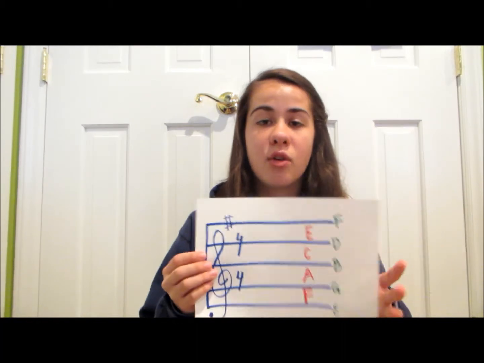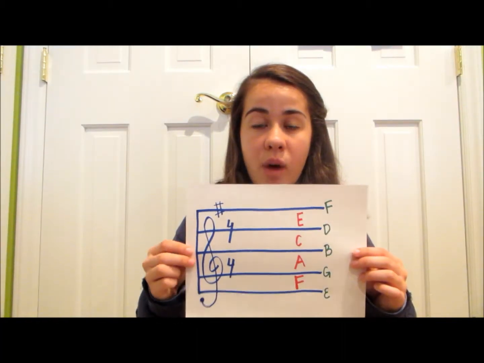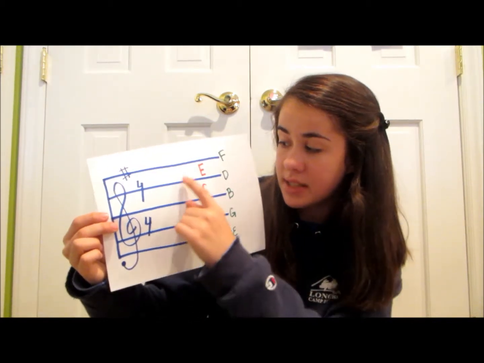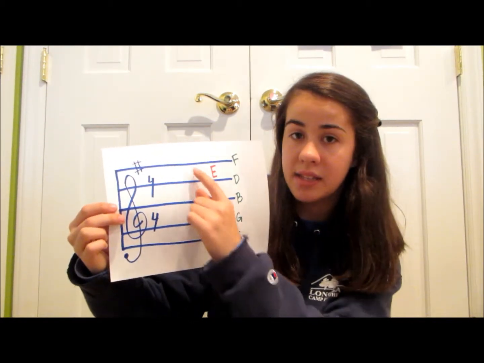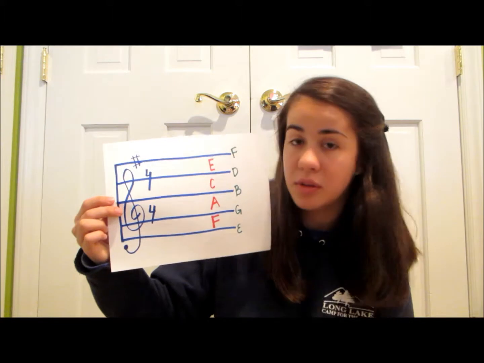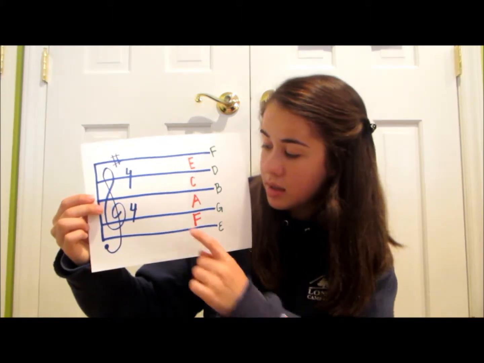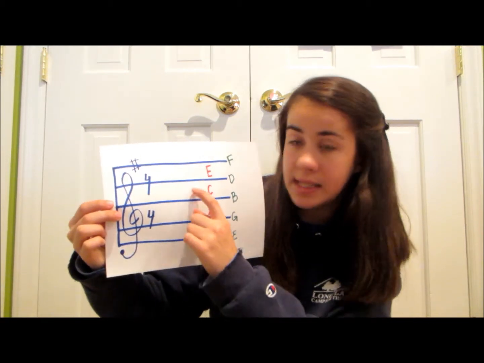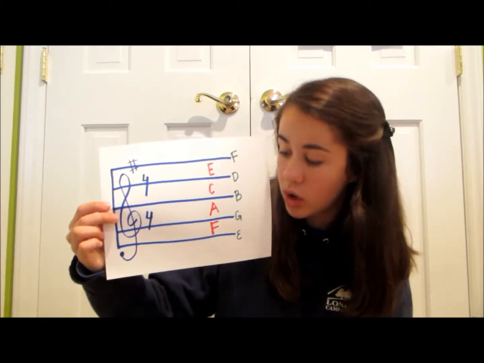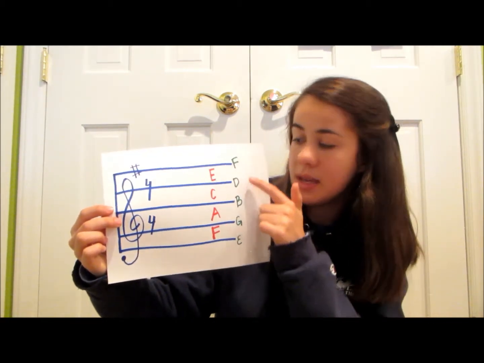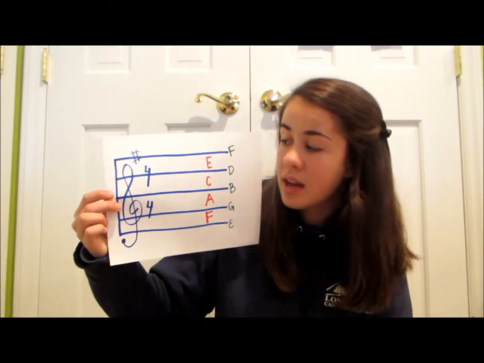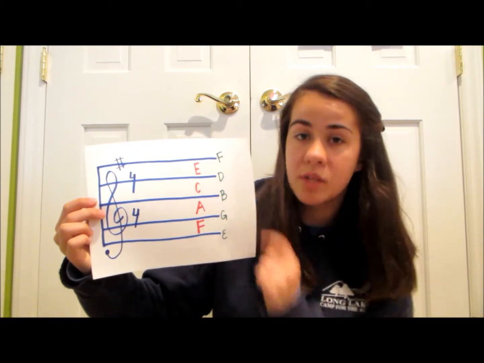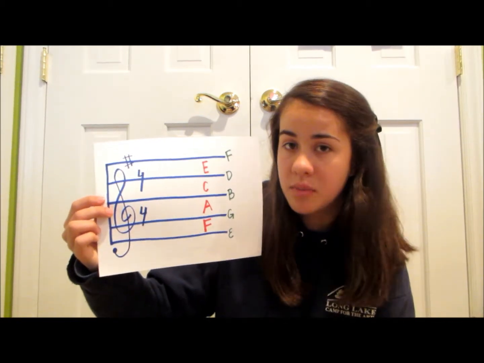Now, in order to know what notes you are playing at what time, you have to memorize each line of the staff and each space in the staff and what note those correspond to. The spaces in between each staff line correspond to F, A, C, E, and the lines correspond to E, G, B, D, and F. Now, if you look closely, you can notice that these notes correspond and go exactly in the order of a musical scale.